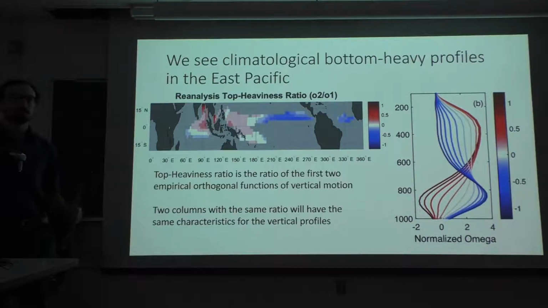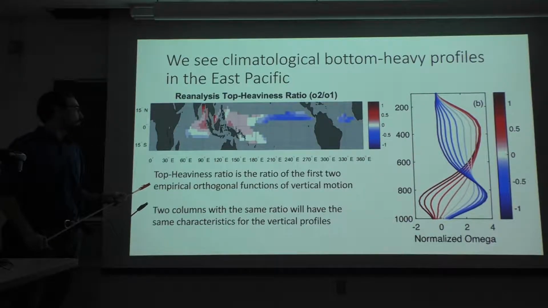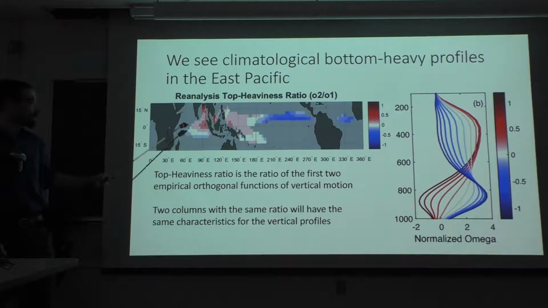So the Walker circulation has subsiding regions in it, right? Yeah, so these are all convective squares where there is mean convection.